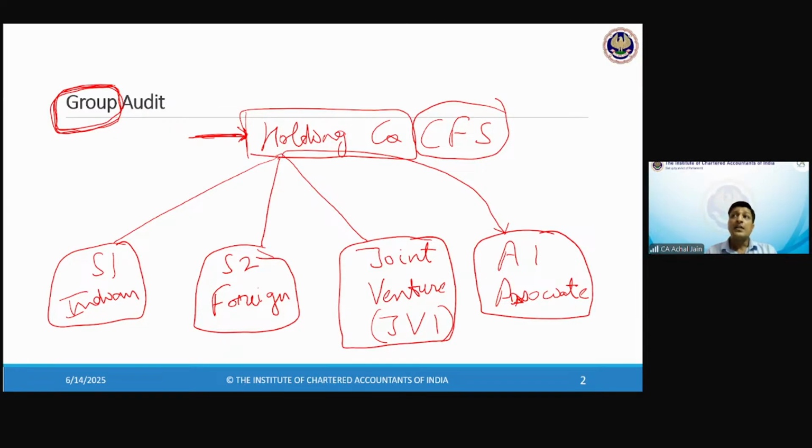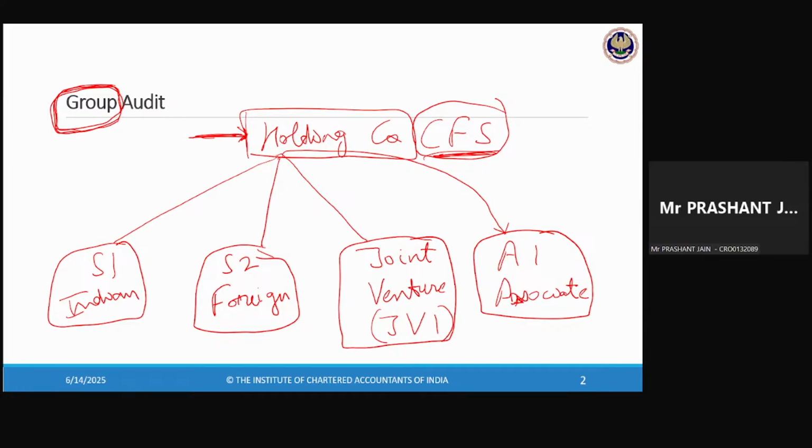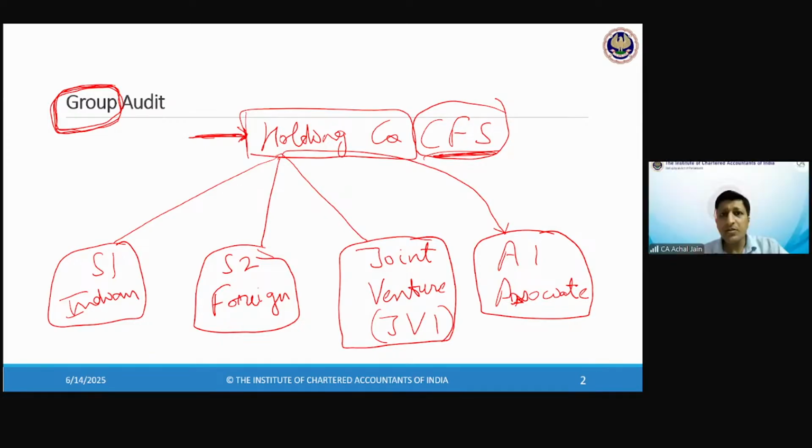Now, same goes with CFS. In case of CFS, what are going to be the components? Can you tell me? For the CFS, what all components will you have? Over to you quickly. Anyone? In case of a CFS, what are going to be the components? So same way. Balance sheet of the holding company, balance sheet of the subsidiary company. Very good. So that's one.